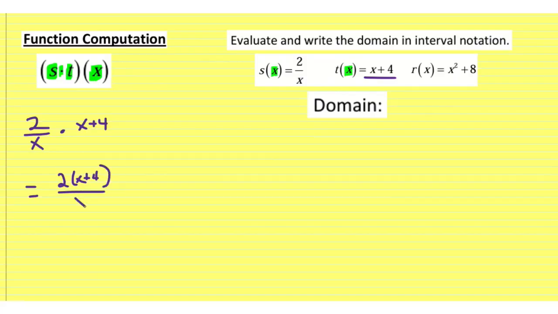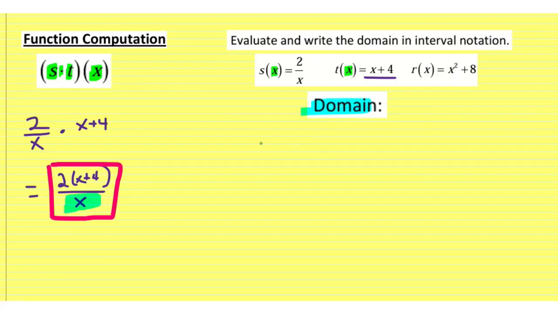Okay, and that is going to give us 2 times x plus 4 divided by x. And there's nothing that we can cancel. There's nothing that we can factor out. So that's as simple as it's going to be. It is simply a rational expression. Again, when we have a rational expression, the domain considers this denominator, and the domain is going to be demonstrated in terms of the restrictions or what it cannot be.